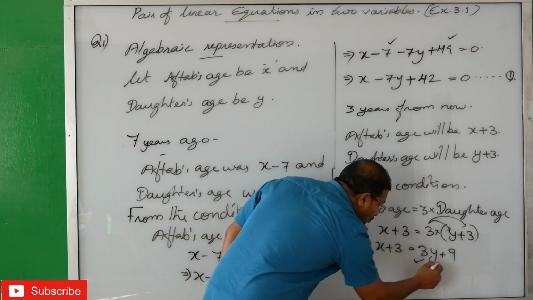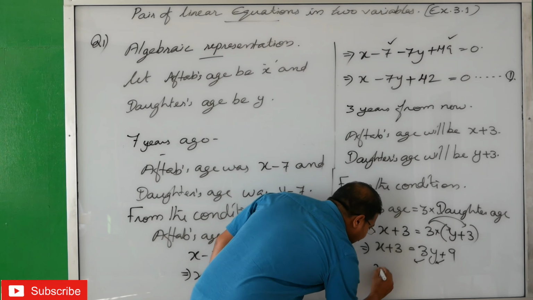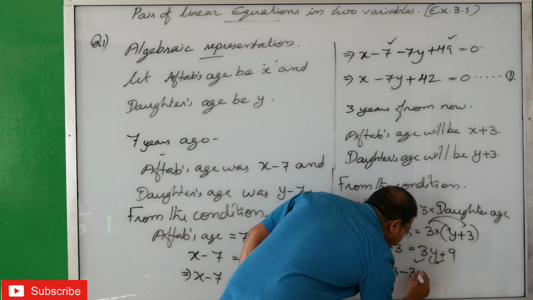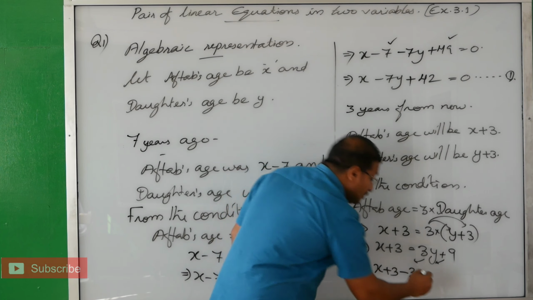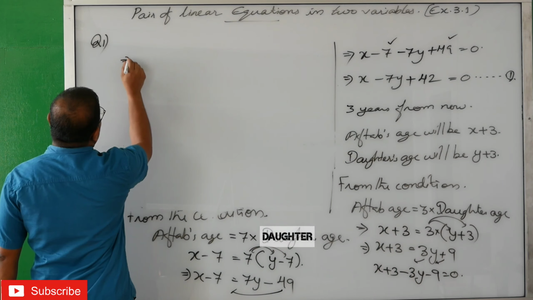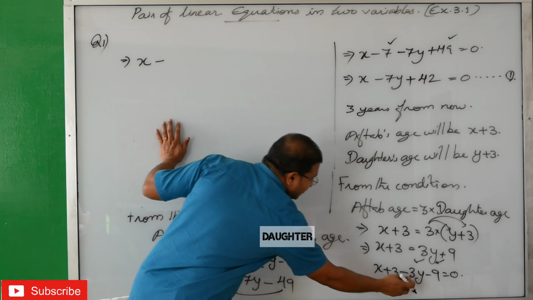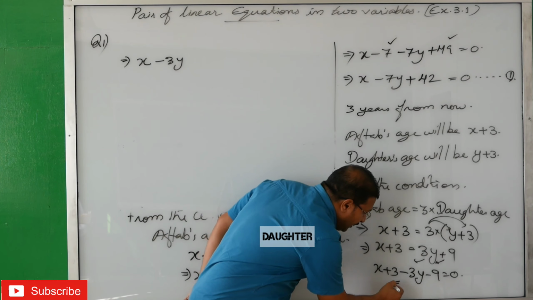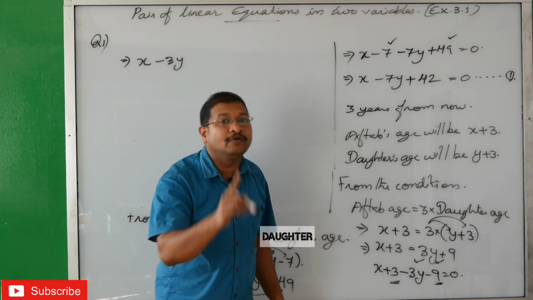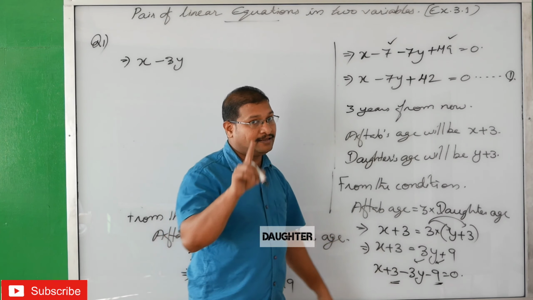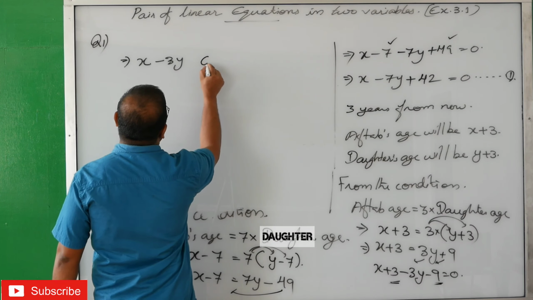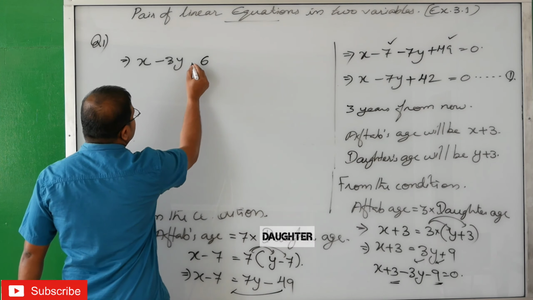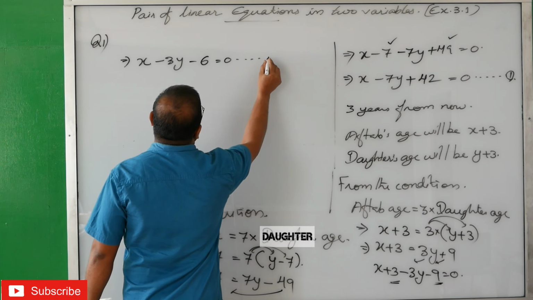Ready? Now we'll carry these two terms to the other side. That means x plus 3y comes to the other side, minus 3y, and plus 9 goes to the other side, minus 9, equal to 0. This implies x minus 3y. After that, plus 3 minus 9, plus and minus, what will you do? Minus, that means 9 minus 3 is 6. So we'll get 6, but we know the bigger number is 9, its sign is minus. So the answer is minus 6 equal to 0. This is equation number 2.